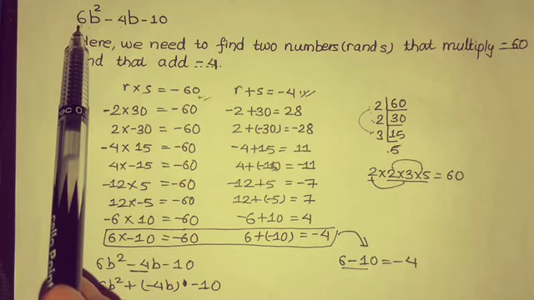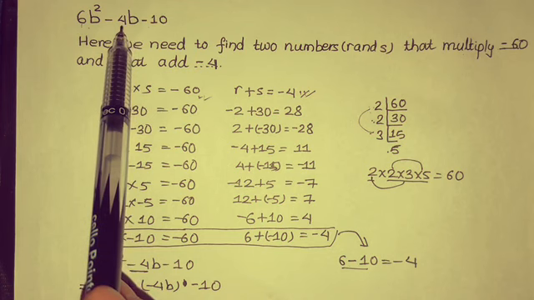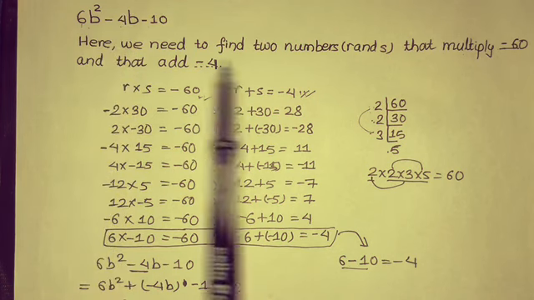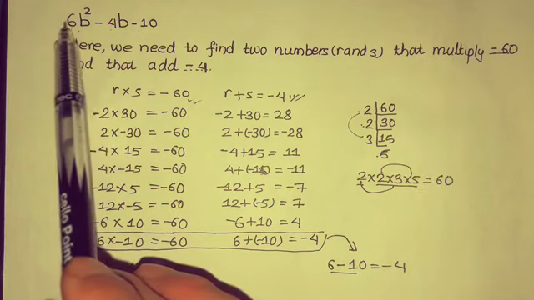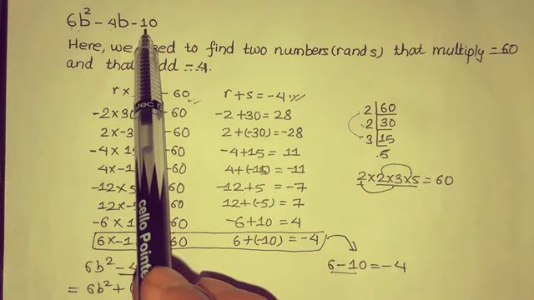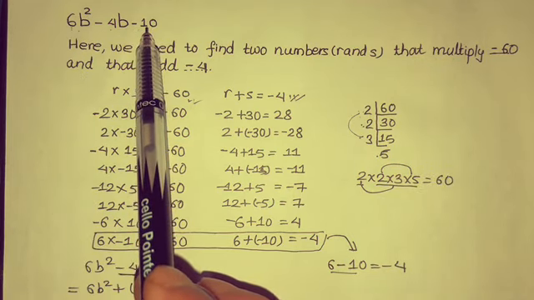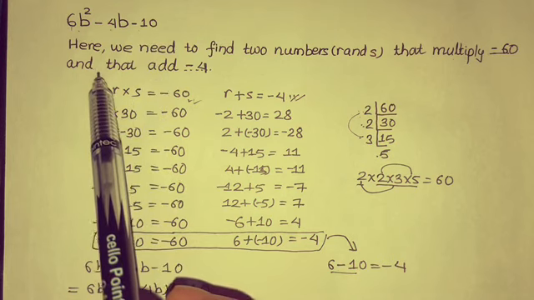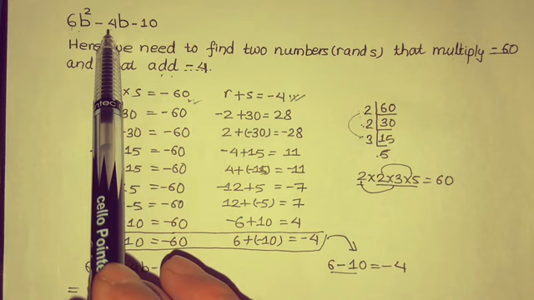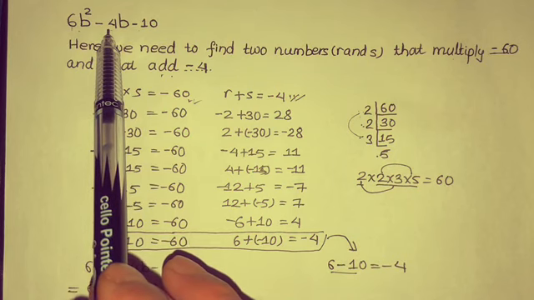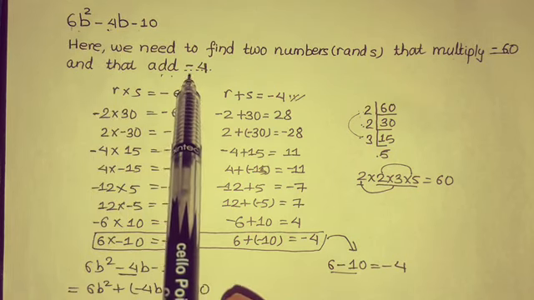By looking at the coefficients of the expression, we have to make the condition of multiplication using the first and last numbers, and the condition of addition depends on the middle number, which is −4 here.